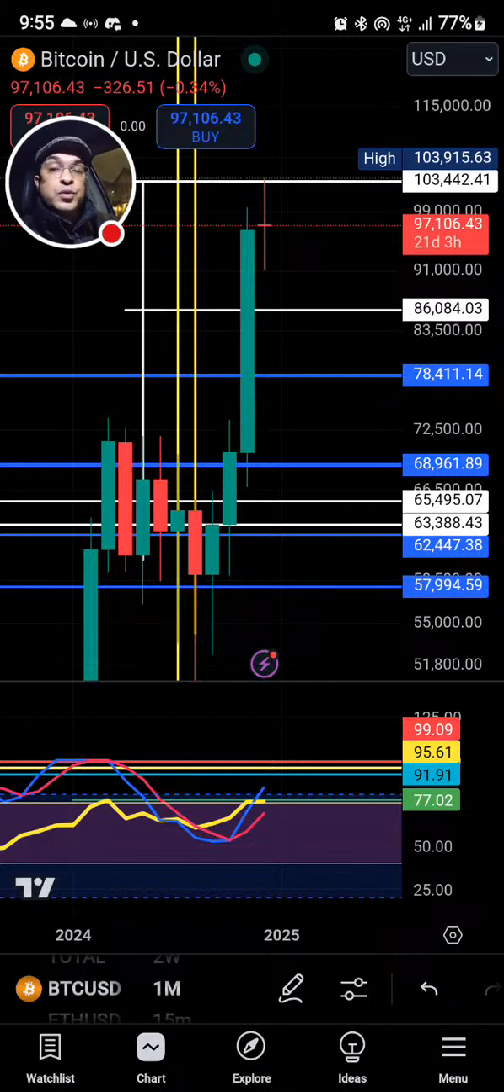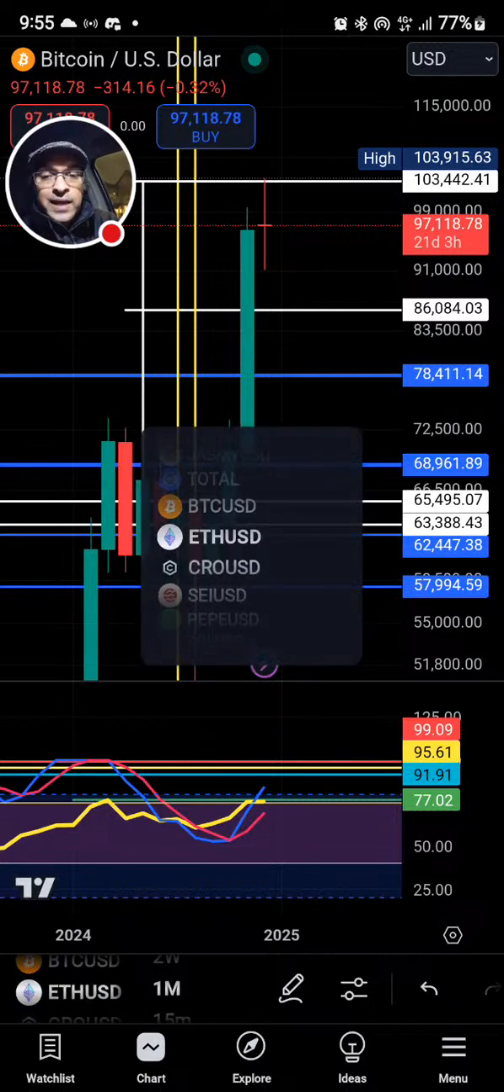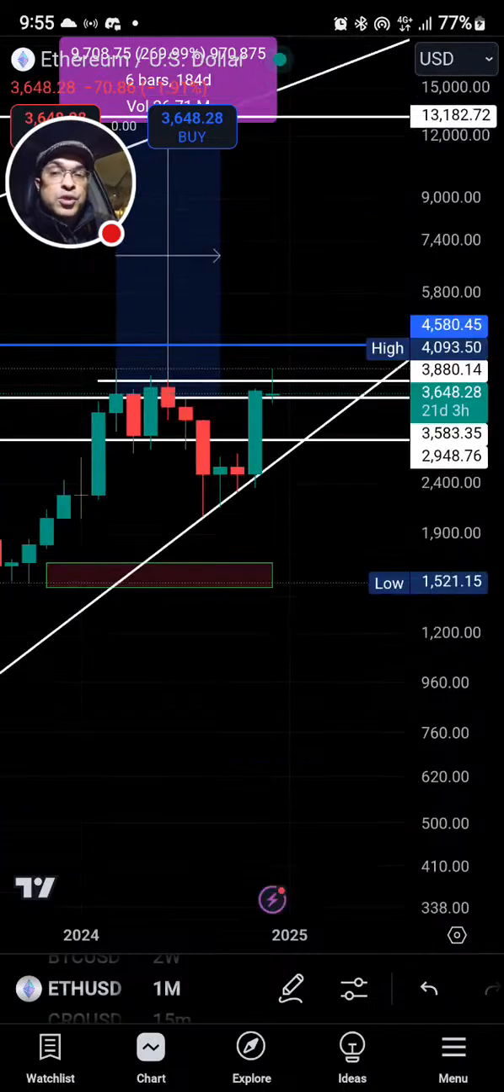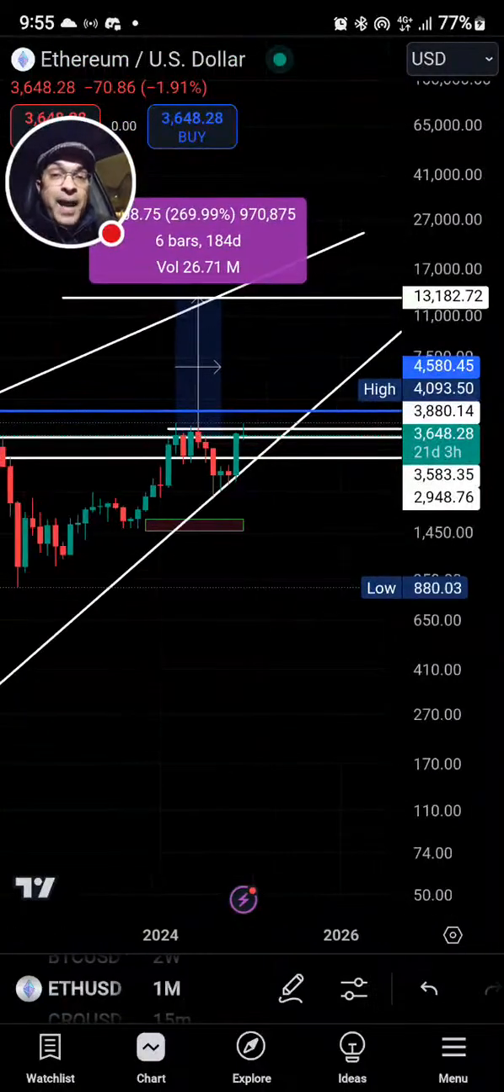BTC is moving too fast. We don't want it to move that fast. It's dangerous. We don't need that, and that's the reality. And Ethereum is just doing nothing. However, I have talked to you guys in the past about a particular pattern.